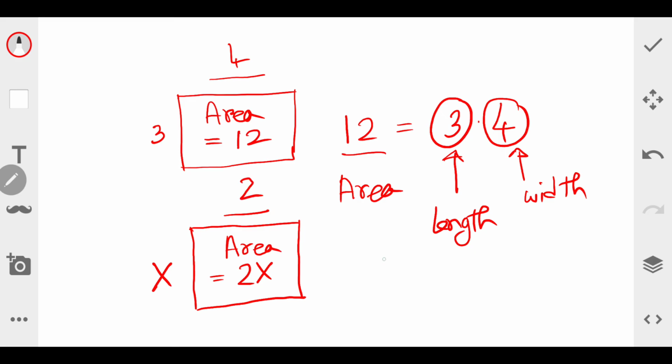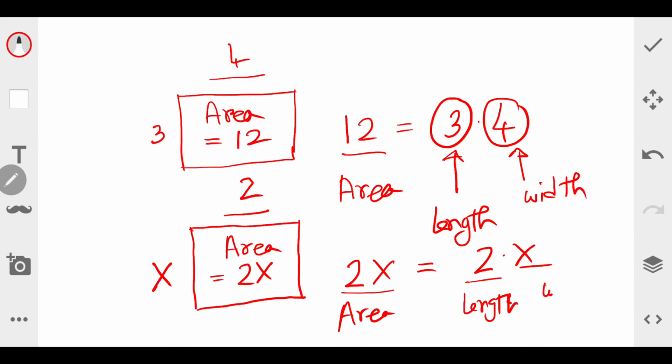Has to be 2, right? So that means I can say that the area 2x should be equal to 2 times x. 2x is your area, this is your length, and that's your width. Also, because 2 and x are being multiplied, I can say that 2 and x are the factors of 2x. Factoring is not only about numbers, you can also have variables. So if the area is 2x, 2 and x are the factors of 2x.